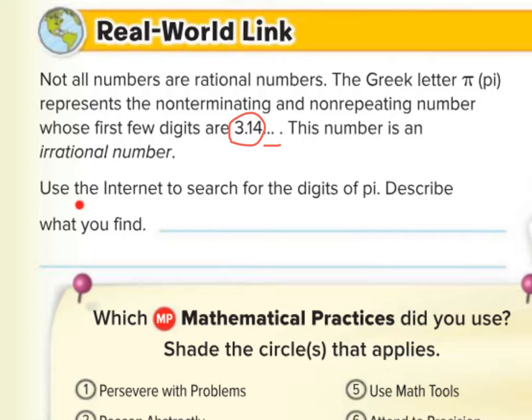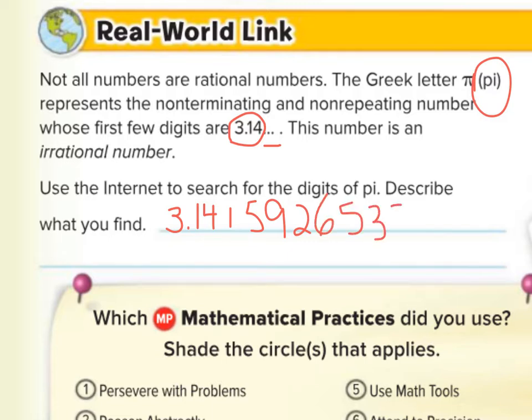Let's look on the internet to search for the digits of pi, and let's write them down over here. If you type pi into Google, you will get 3.14159265359... Okay, you see that there is no rhyme or reason, no pattern here. It's not repeating itself. I mean, this 59 repeats itself over here, but it doesn't necessarily mean that the next number is going to be a 2, like it is here. It doesn't repeat itself, ever.